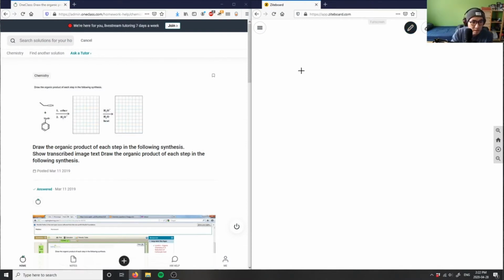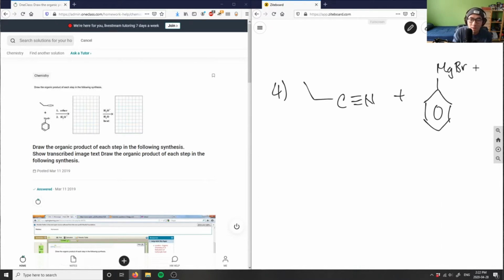So question 4 is kind of small, so I don't really know if I can see this. I have a C triple bond N here plus MgBr. So this is a Grignard reaction. I have a benzene group basically with MgBr, and then over ether, and then H2O, what am I going to get? And then finally, if I add an acid workup, what am I going to get here?